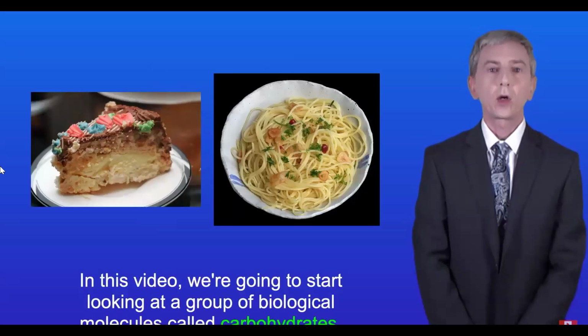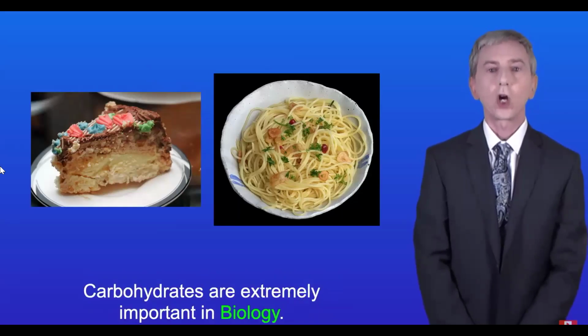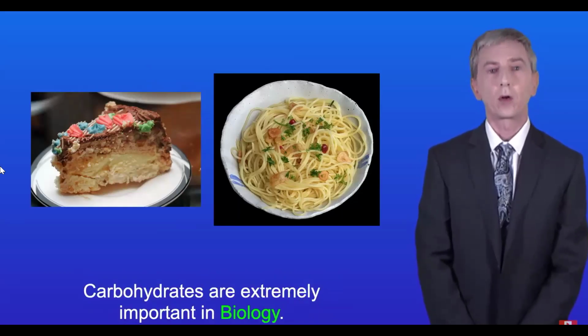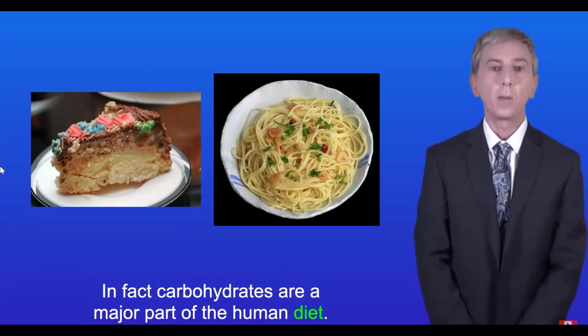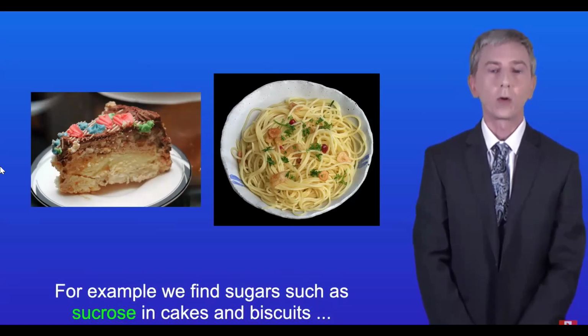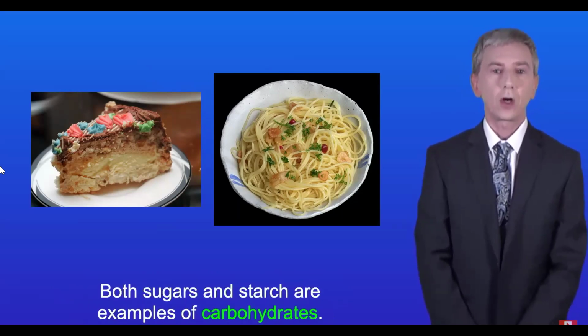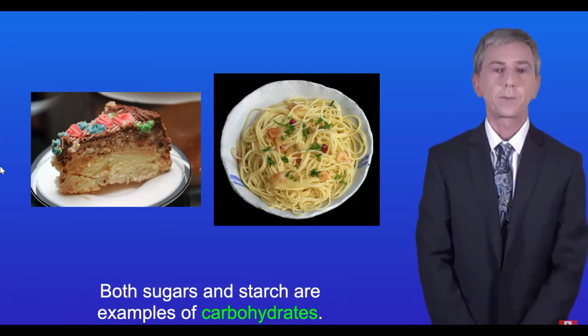In this video, we're going to start looking at a group of biological molecules called carbohydrates. Now, carbohydrates are extremely important in biology, and in fact, carbohydrates are a major part of the human diet. For example, we find sugars such as sucrose in cakes and biscuits, and we find starch in foods such as pasta and rice. Both sugars and starch are examples of carbohydrates.